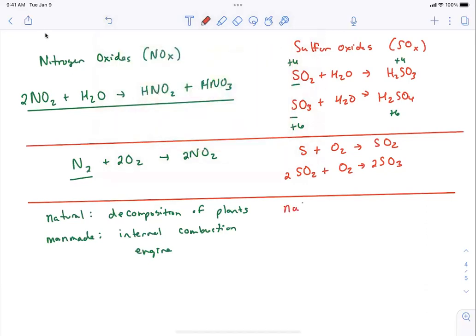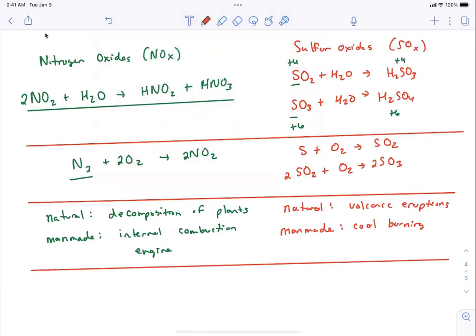For sulfur, natural, volcanic eruptions, and man-made, coal burning. So burning coal, because when you mine coal, it's not pure coal. It has sulfur deposits built into it.